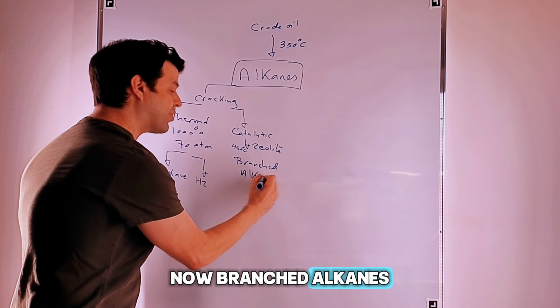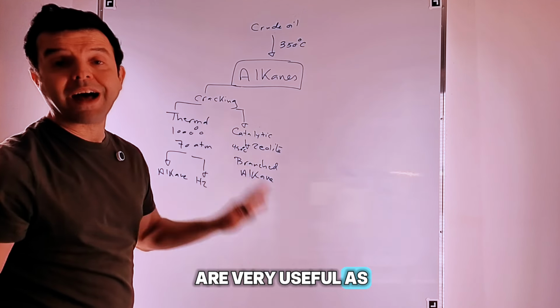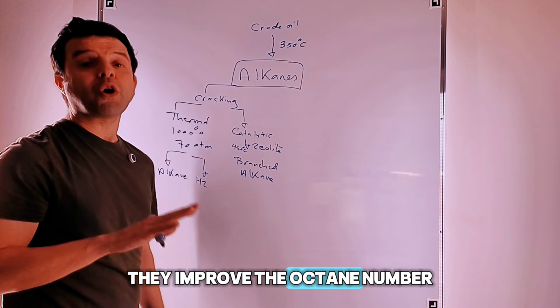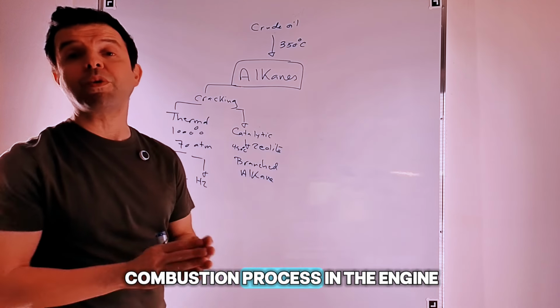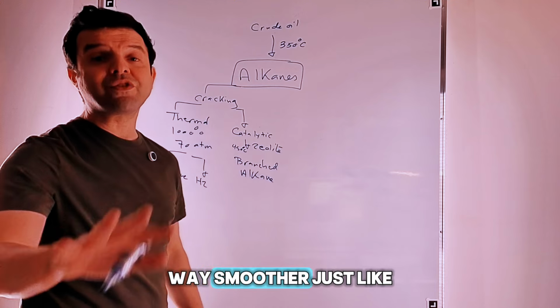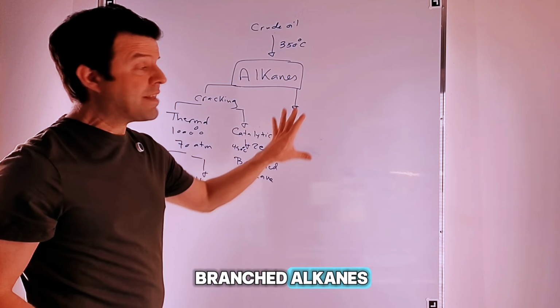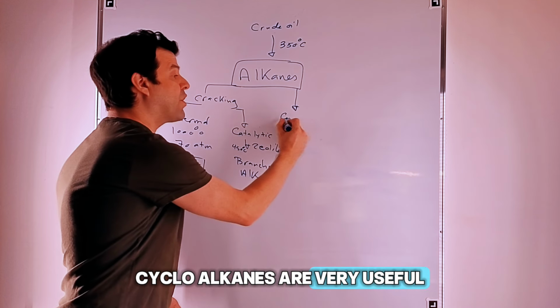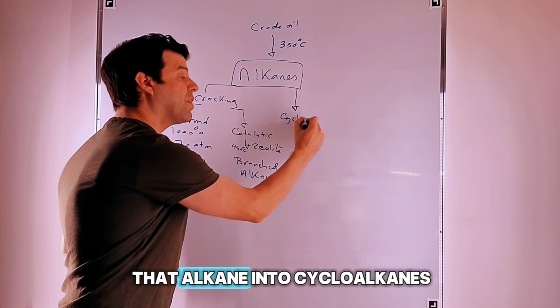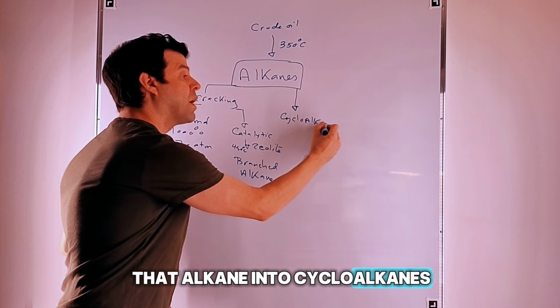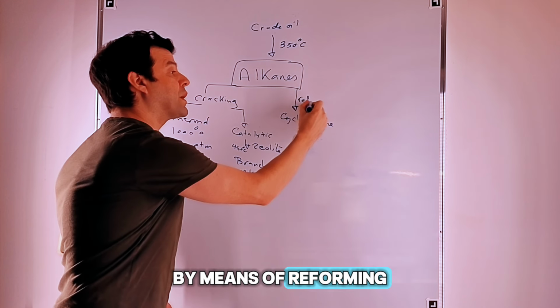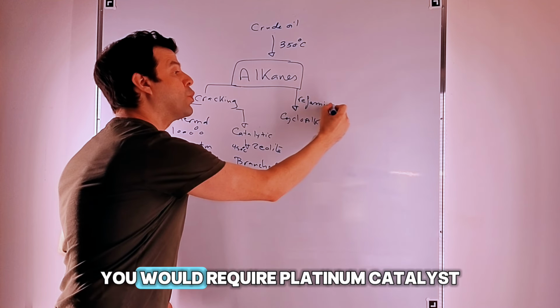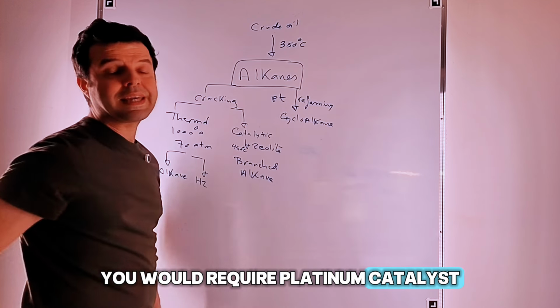Now, branched alkanes are very useful as a fuel. They improve the octane number, so they make the combustion process in the engine way smoother. Just like branched alkanes, cycloalkanes are very useful, so you can turn that alkane into cycloalkanes by means of reforming. To reform alkane, you would require platinum catalyst.